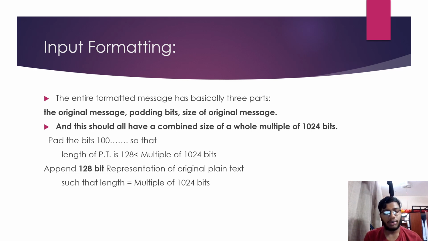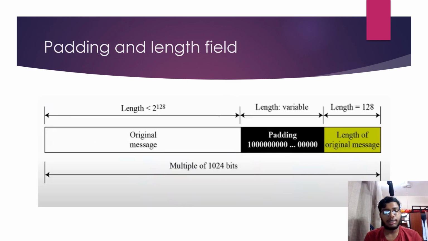First we have to find the original message and its corresponding length. The requirement is that the original length should be less than 2 to the power 128. That is the first requirement. Then we take that original message and express this length in binary notation using 128 bits. This is the second step.